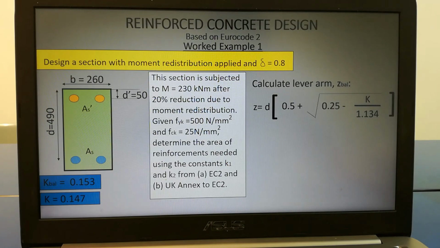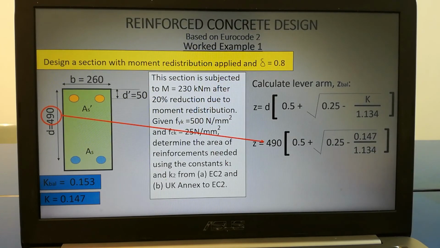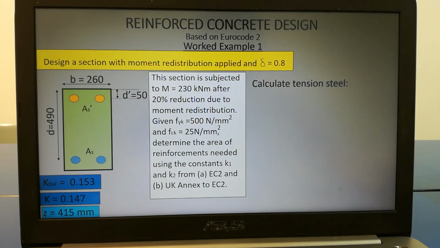We use this equation in order to utilize the value of K that we calculated earlier. Plug in the numbers. 490 is the depth of the tension steel. 0.147 is the value of K calculated earlier. The answer is 415 millimeter. This is the equation we use. Store the value at the bottom and move on to calculate the area of tension steel.